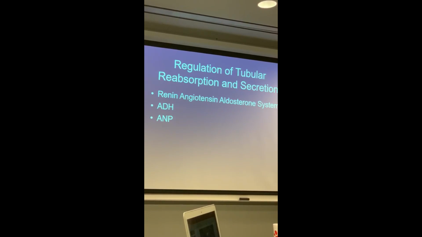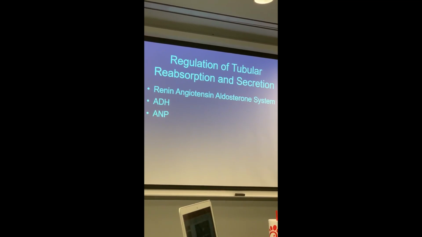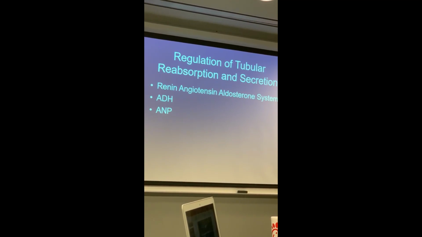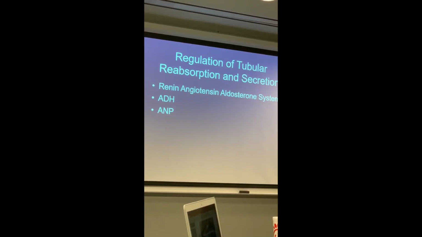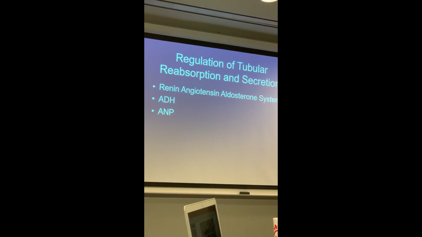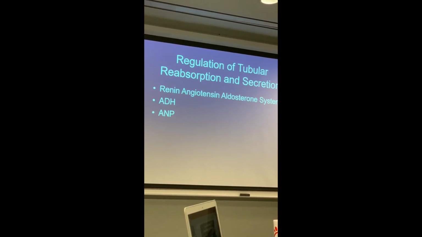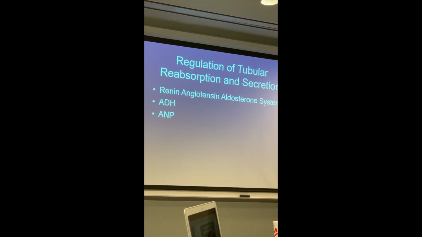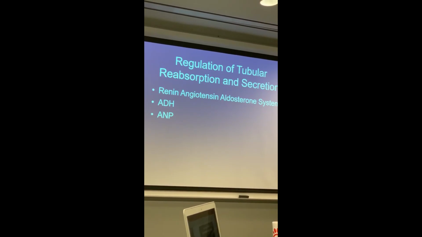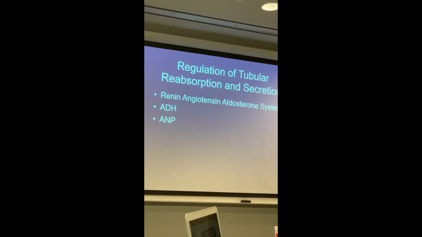So how do we regulate this now? We've seen how hormones can regulate glomerular filtration, but what about the process of reabsorption and secretion? Well, these same hormones play a role in that too. So the renin-angiotensin-aldosterone system, antidiuretic hormone, and ANP all play a role in regulating the activity of these different parts of the tube as well.